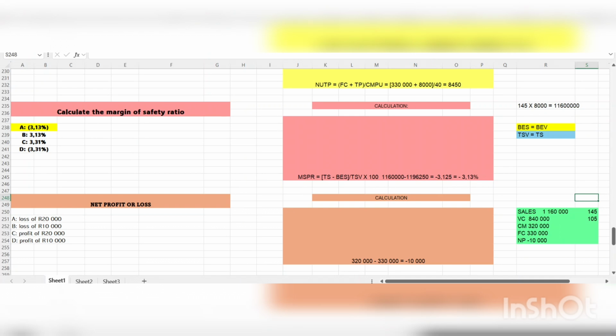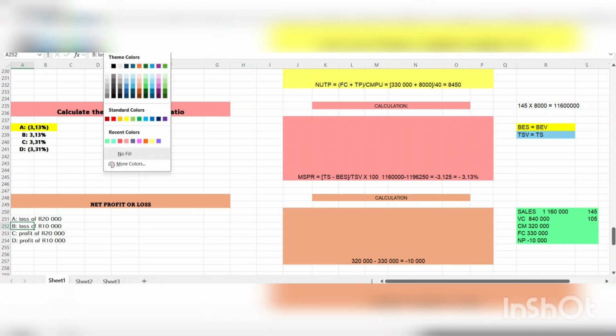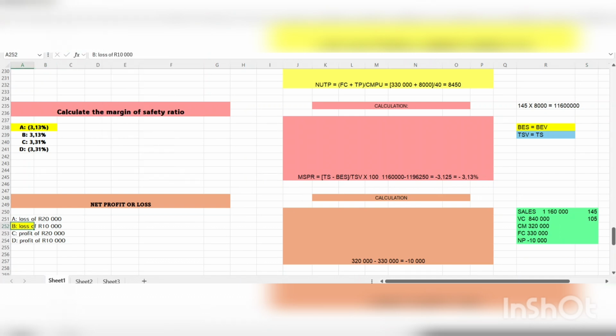and then we did the same for the variable cost. We took our sales minus your variable cost, it gave us a contribution, and your contribution minus your fixed cost gives you your profit or your loss. In this case, it's negative 10,000, and so this company is at a loss of 10,000. Okay, they are at a loss. All right, let's continue.